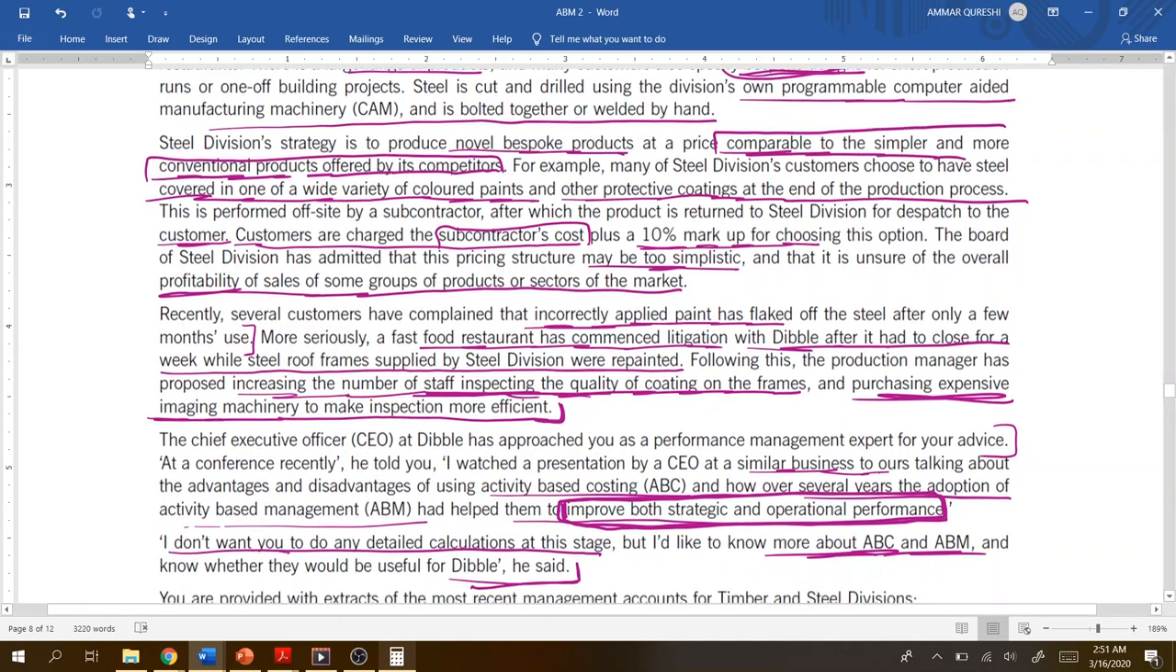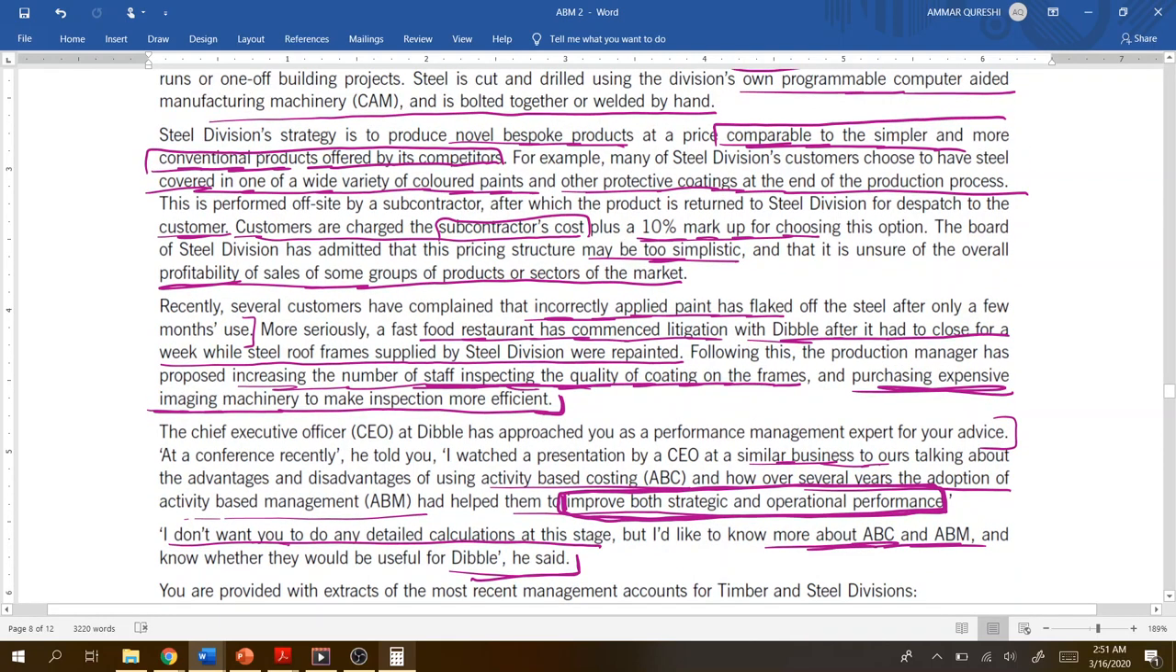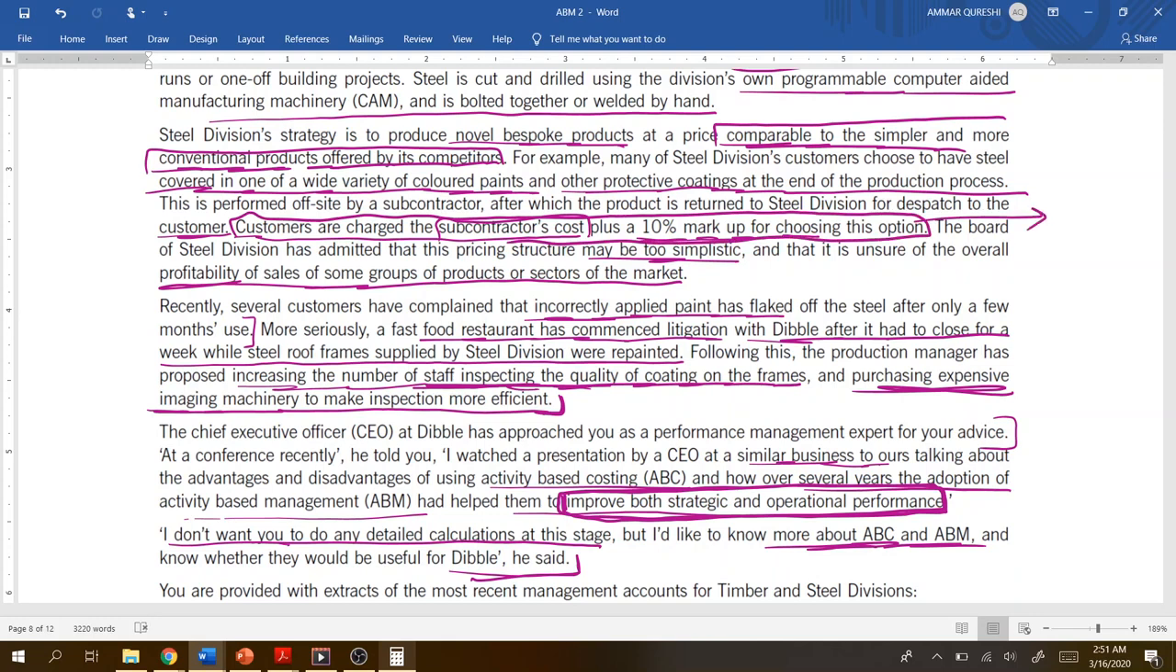All right, now see, at a strategic level, we have to identify any product or any customer which is not a value added customer, right? There's a point in this question. It says that there's a product, for example, the subcontractor, that customers are charged the subcontractor cost plus 10% markup. So what the company is actually doing is taking the cost of the subcontractor and adding a 10% markup, and charging the customer 110% of the cost. That means if the subcontractor cost is 50, the company will add $5 of profit and charge $55 to that customer. This is basically what the company is doing, right?